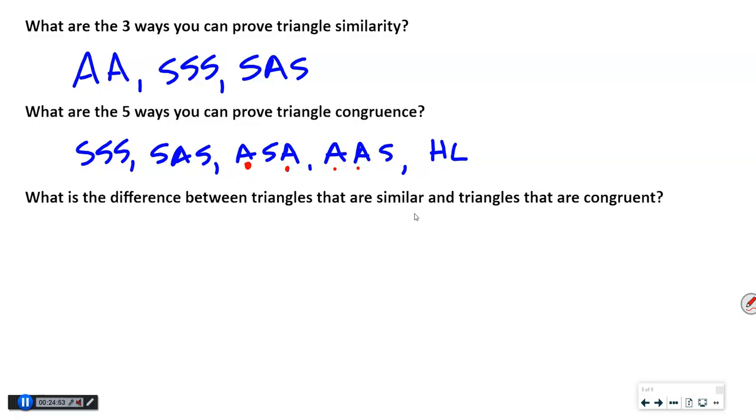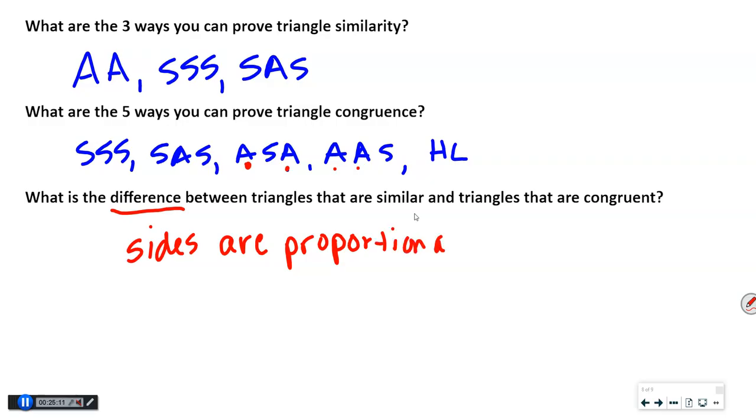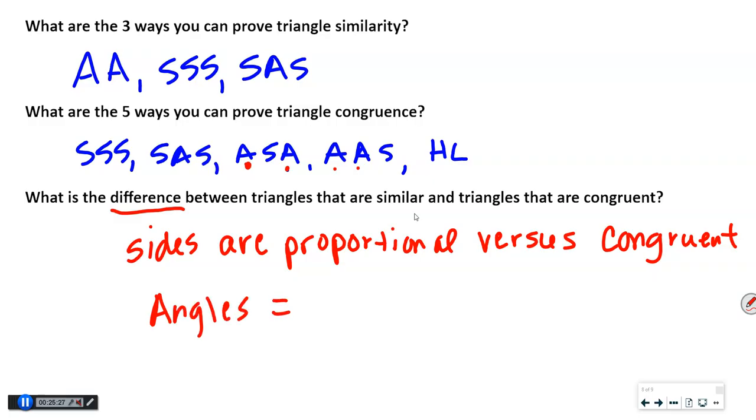Okay, so then what is the difference between triangles that are similar and triangles that are congruent? So triangles that are similar, the difference, right? Okay, so that sides are proportional versus congruent, right? What is the same? Angles are congruent, okay? For both, okay? That's the thing to keep in mind.